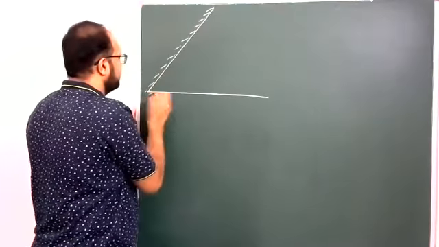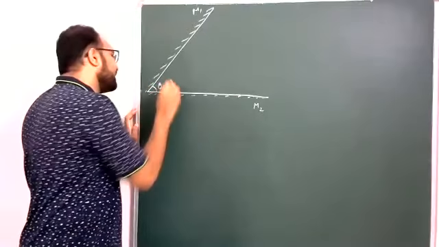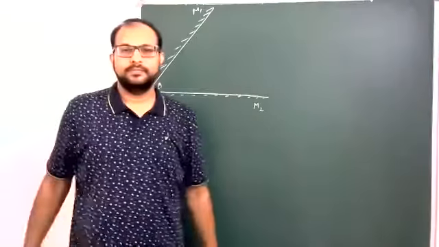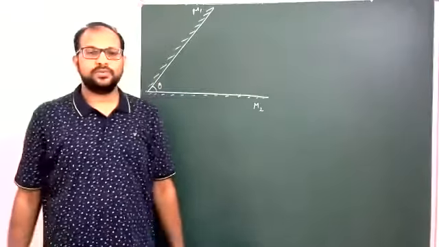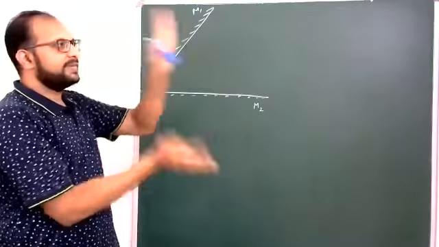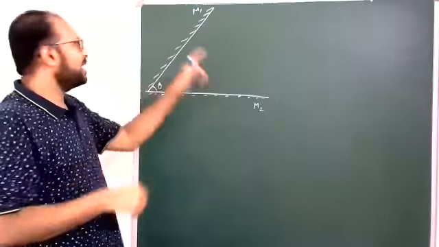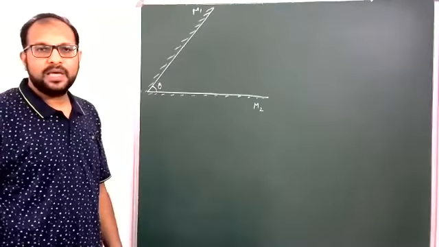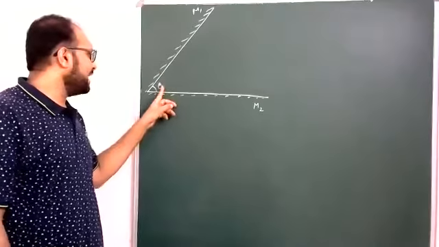This is mirror number 1, mirror number 2. Two mirrors are inclined at an angle theta. Yes, students, here are two mirrors. This is mirror 1, this is mirror 2, like this. According to the diagram, this is mirror 1. So these two plane mirrors are oriented at an angle theta.